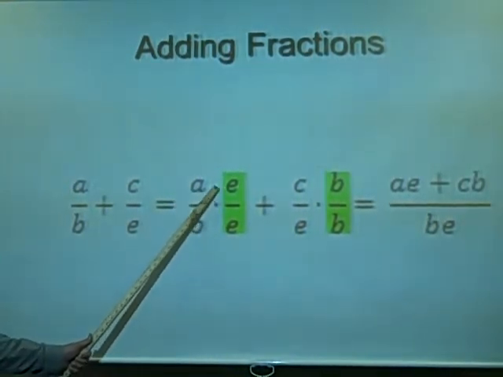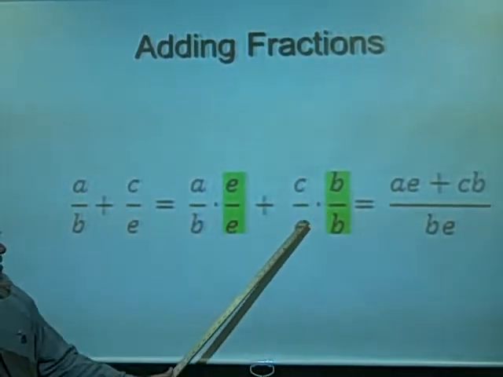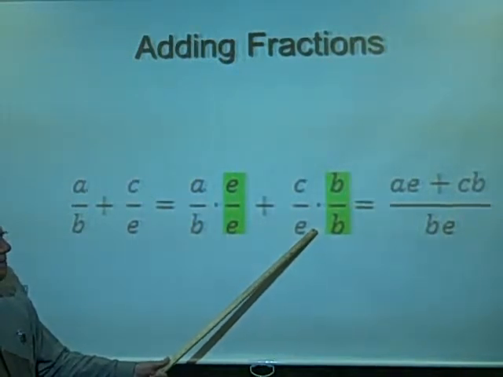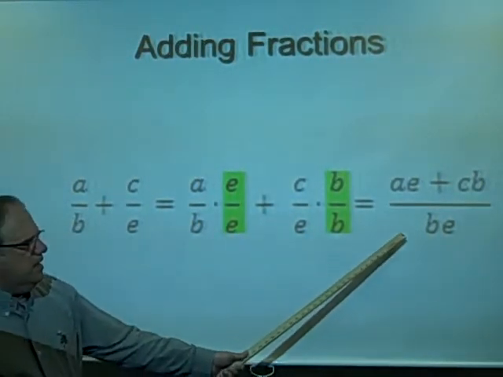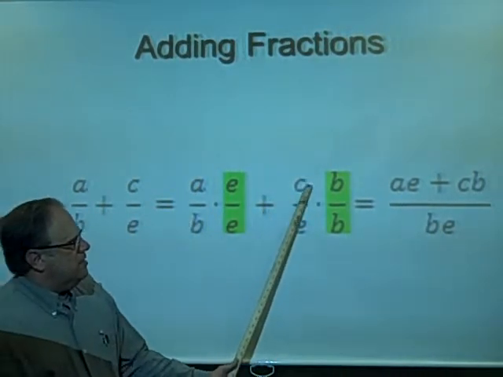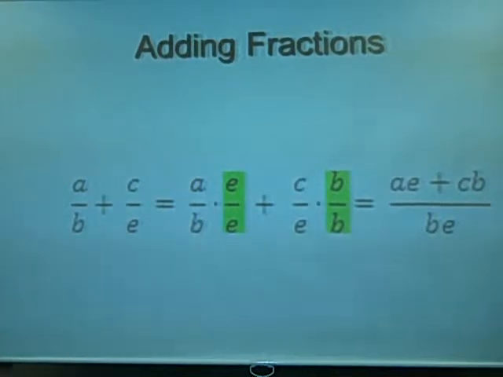So the first fraction is ae over be. Second one is cb over be or eb, same thing. So we put the be under one denominator, and then we put the ae plus cb all together in the numerator. So the process is no different from what we've been working with numerical fractions.